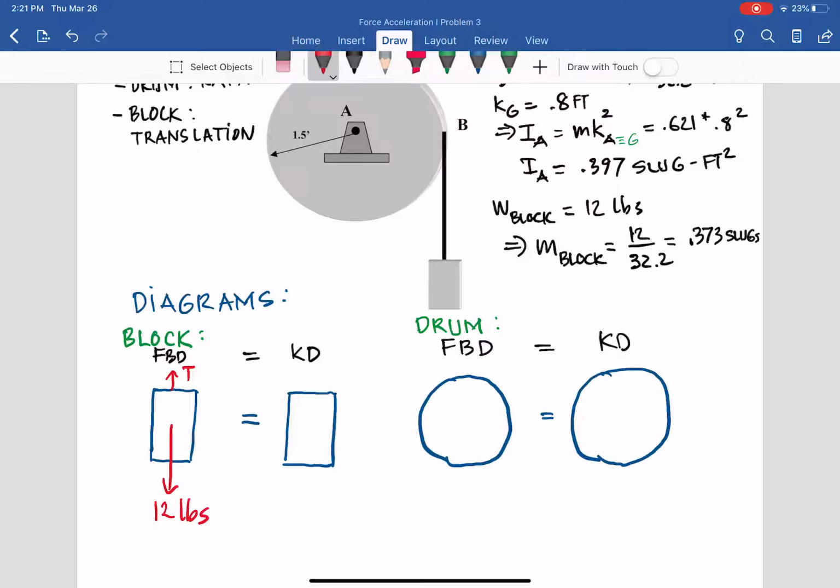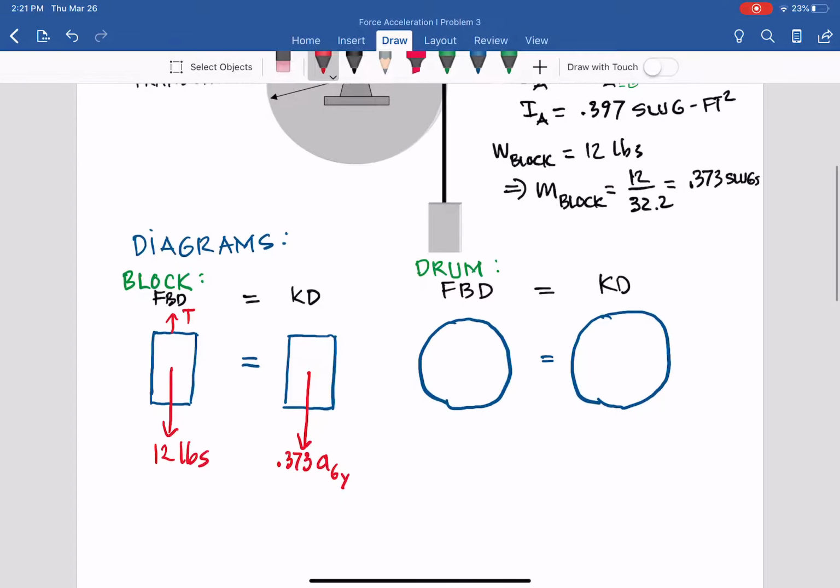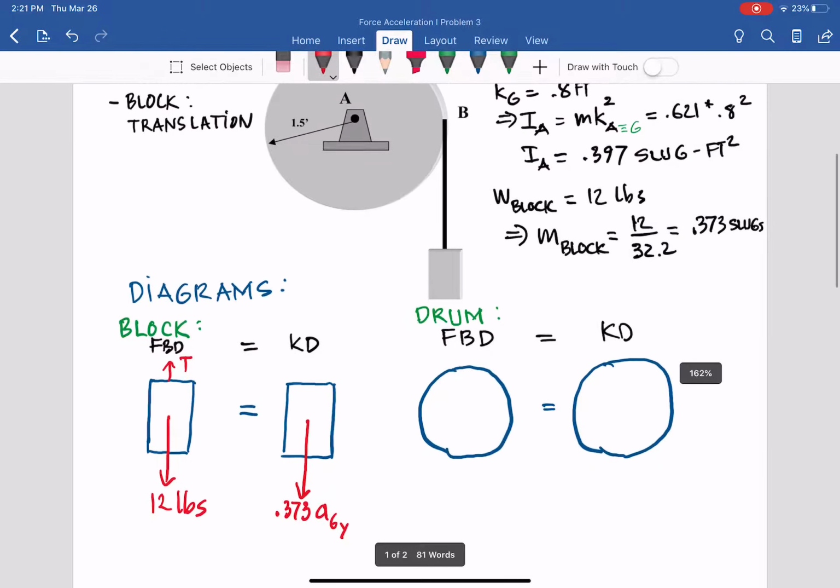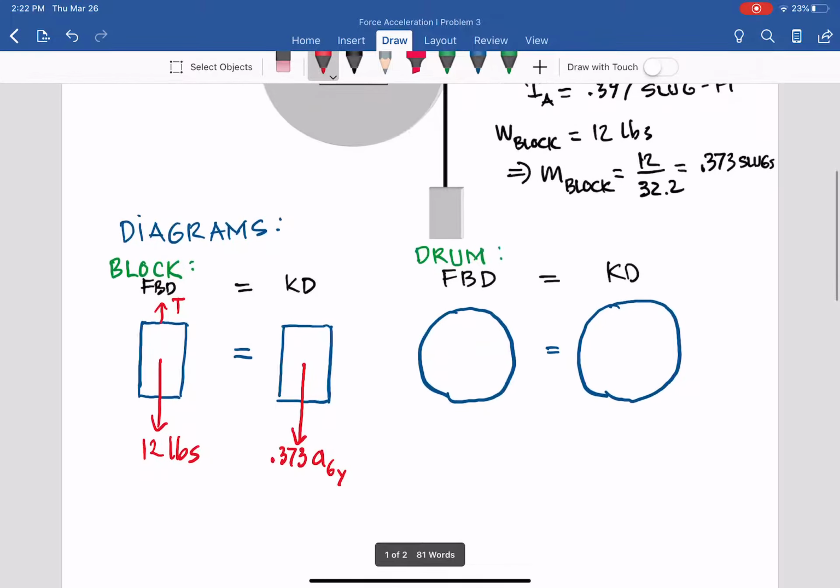So you have 3 terms in the kinetic diagram. MAtx, no, because it goes vertically. MAty, yes, because that translates in the y direction, so you will have MAty, which in that case is 0.373 AGy. MAtx, no, translation, no IG alpha, so there is only 1 term in the block. Now the drum.